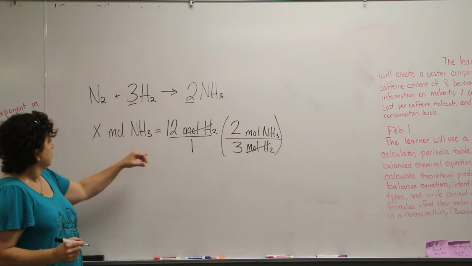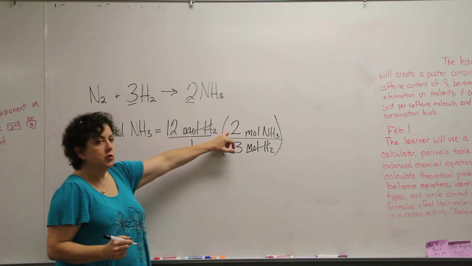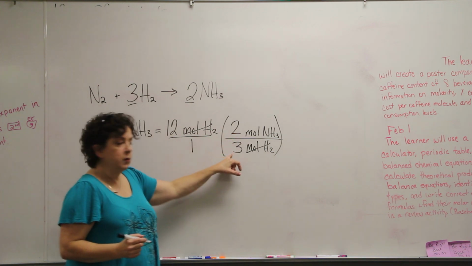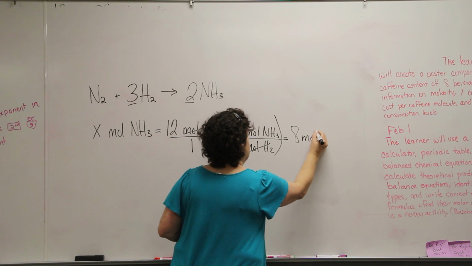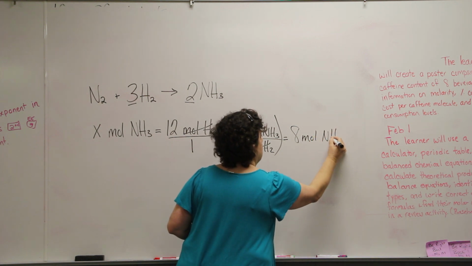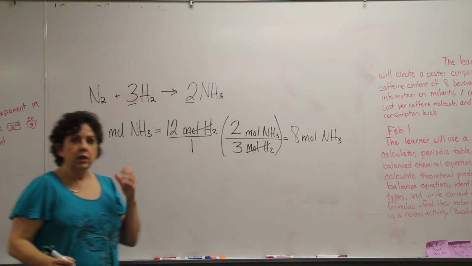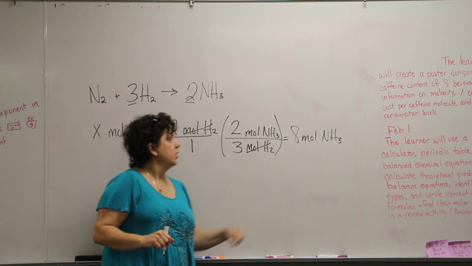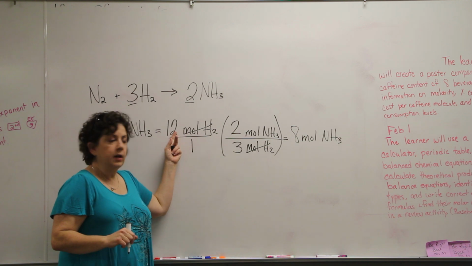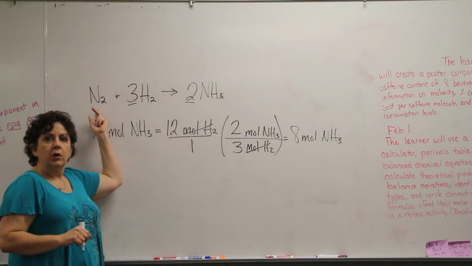So the math becomes 12 times 2 is 24. Divide by 3 would be 8. That would yield 8 moles of ammonia. That's what we call theoretical yield. In theory, we should be able to produce 8 moles of ammonia, given 12 moles of hydrogen, and of course unlimited quantities of nitrogen.